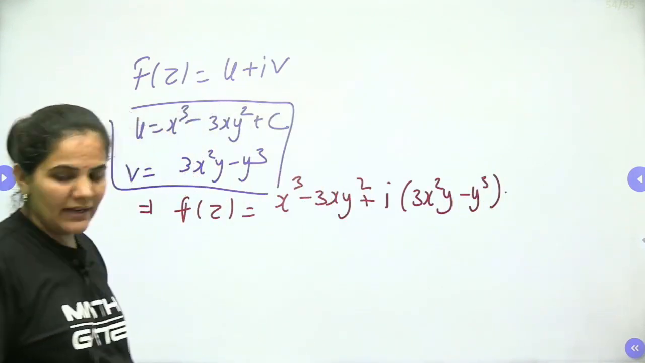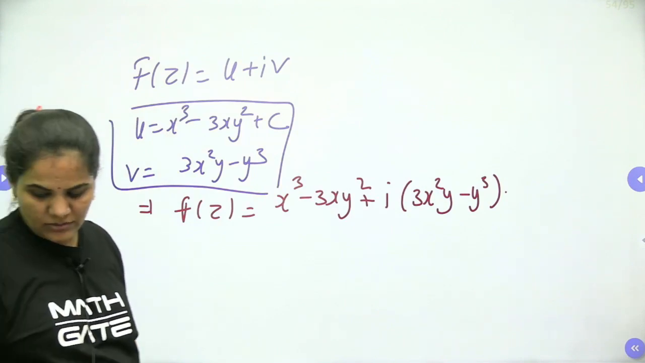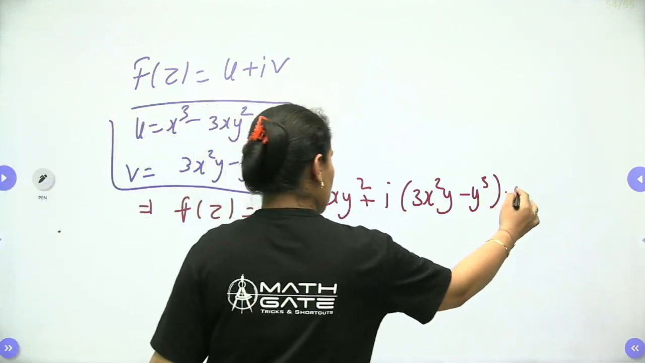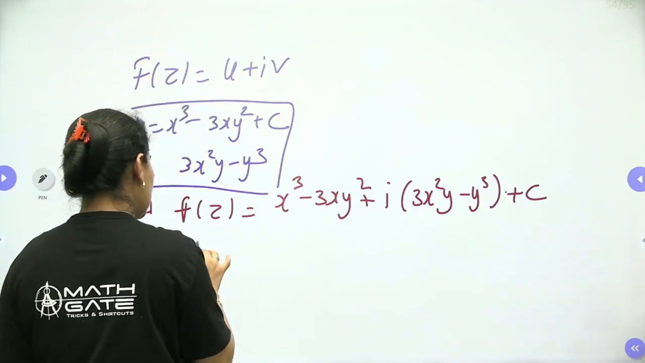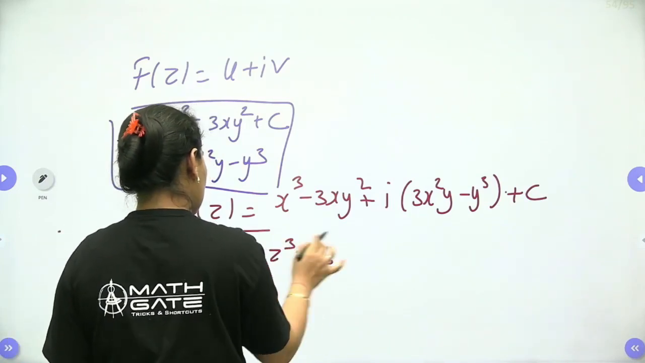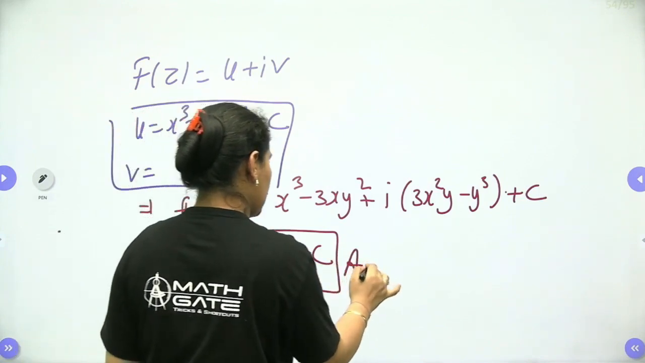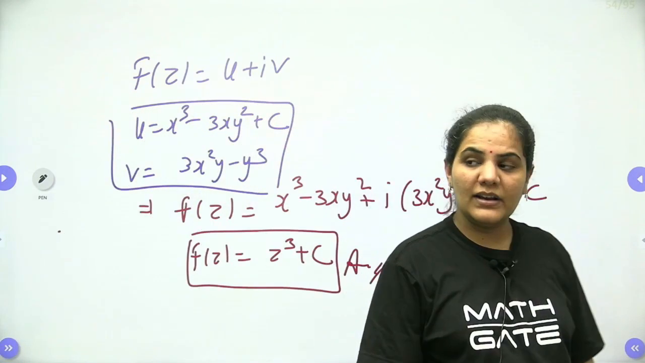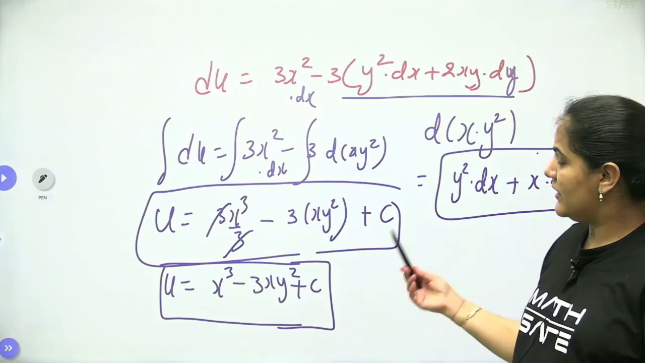So overall you can write down that it is nothing but z cube, dear students, and plus c. So f(z) is equal to z cube plus c. So hence you will get the same function. So that's why this is a process.